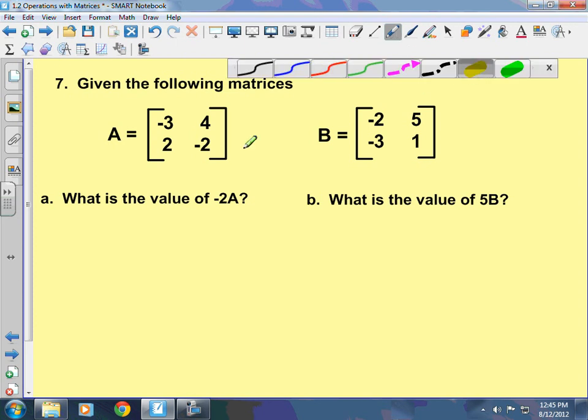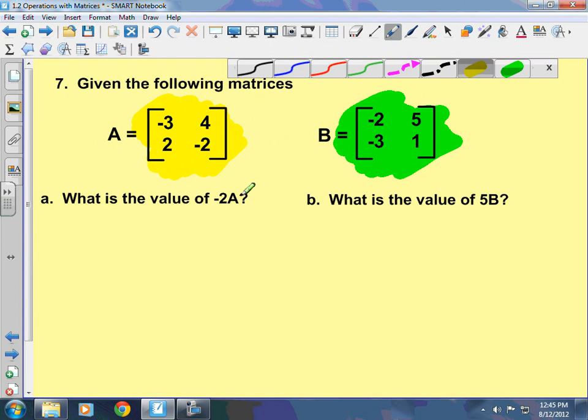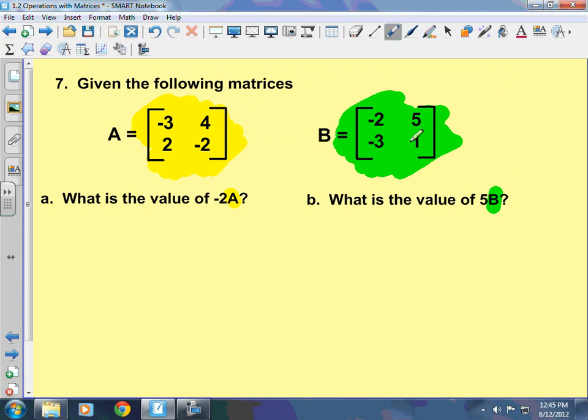All right. Now, here I'm told that A equals this matrix right here. And I'm told that B equals this matrix right here. So, whenever I see A, I'm going to write this matrix. Right here I have an A. Negative 2 times A. That means negative 2 times this matrix. Over here I have 5 times B. That means 5 times this matrix.